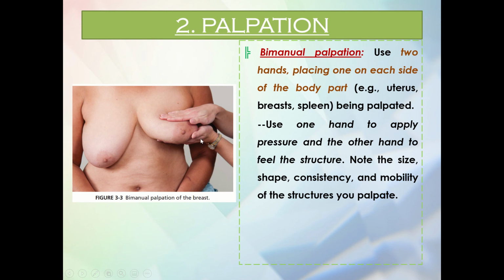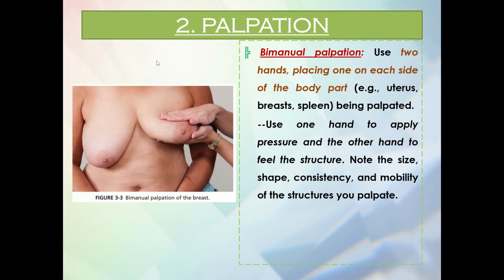Okay, so note the size, shape, consistency, and mobility of the structures that you palpate. So that is a bimanual palpation. So gumagamit tayo ng ating dalawang kamay. So that is palpation. So we're done with inspection. That's the first one. It's the first technique of physical exam. Second one, you have palpation.